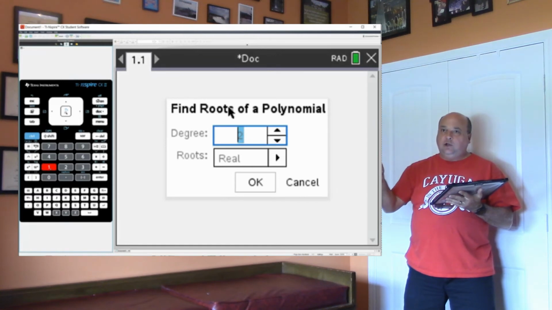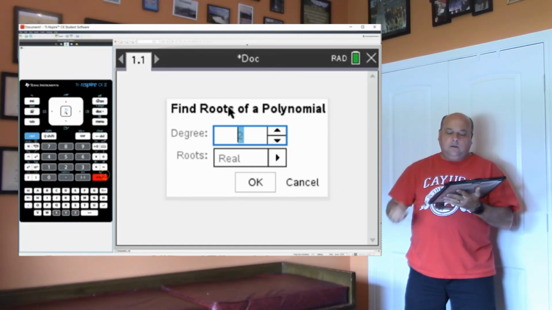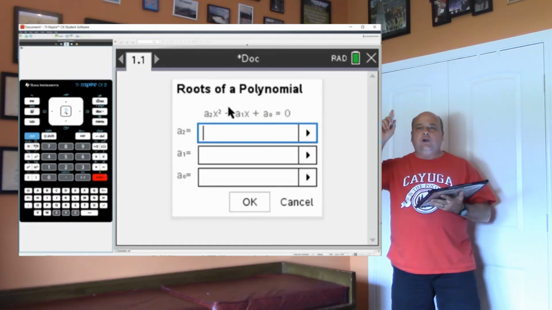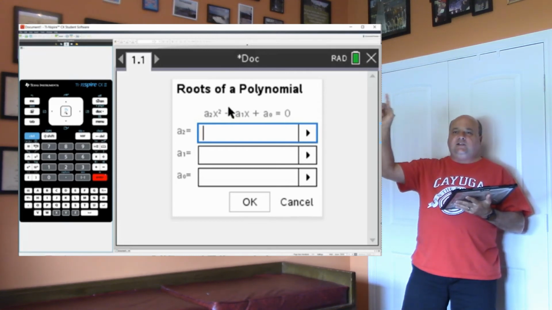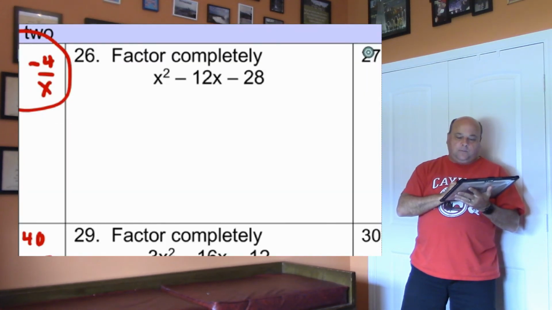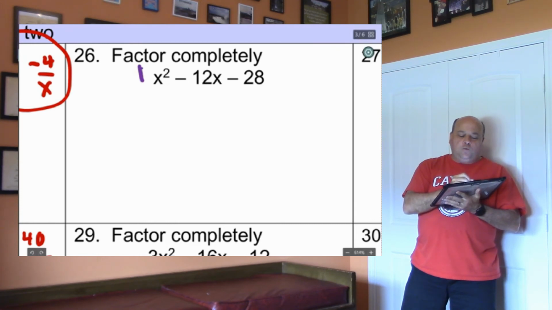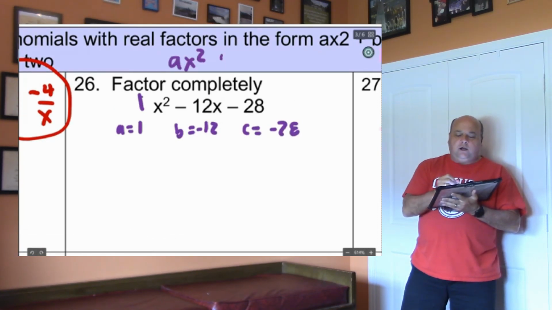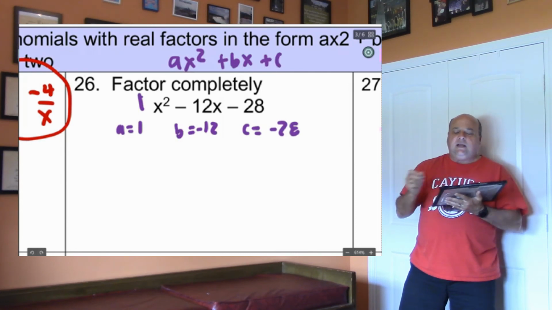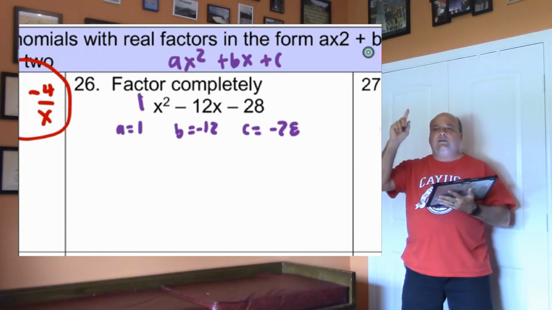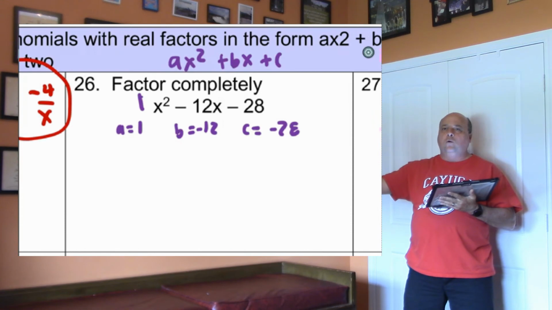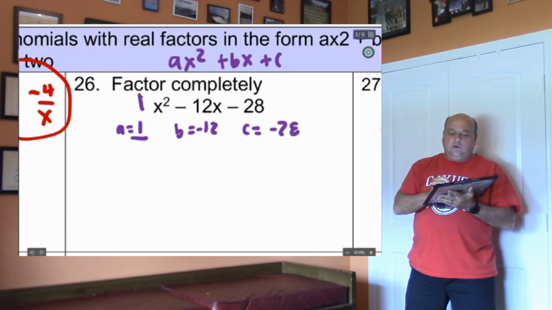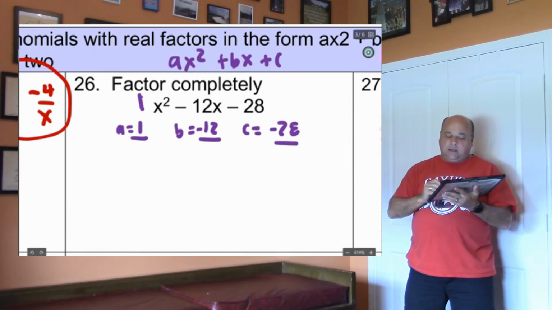Okay, you're always going to usually get a degree 2. Hit enter. Now then, this is where you put in your ax squared plus bx plus c. So let's go back to the problem. This right here is 1. So my a would equal 1, my b would equal negative 12, my c would equal negative 28. Remember, it's ax squared plus bx plus c. You can't do this unless the polynomial's in perfect order, okay? So I'm going to plug in 1, negative 12, and negative 28.